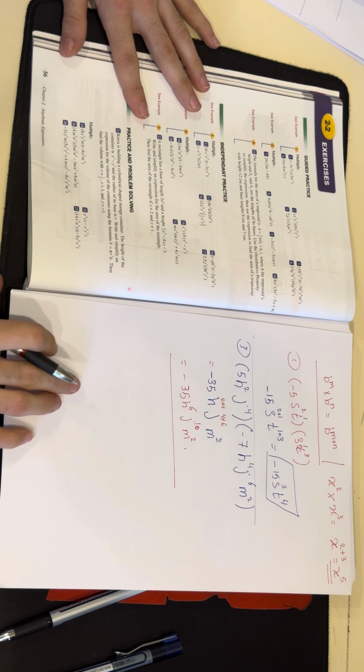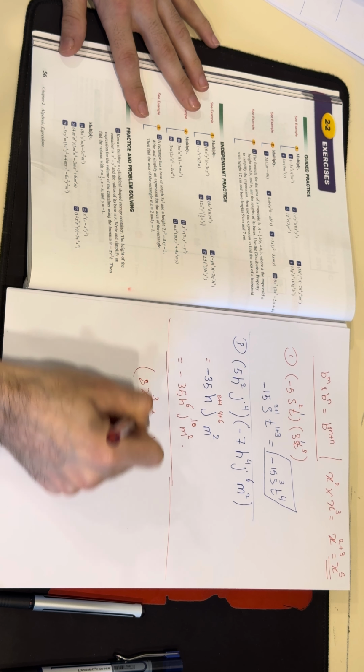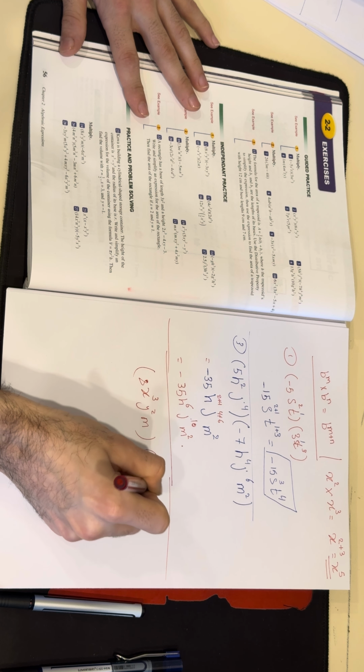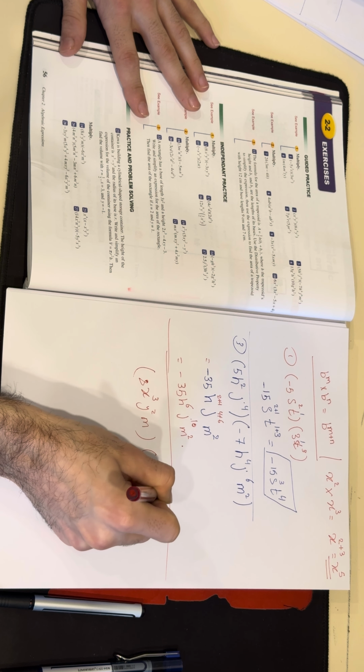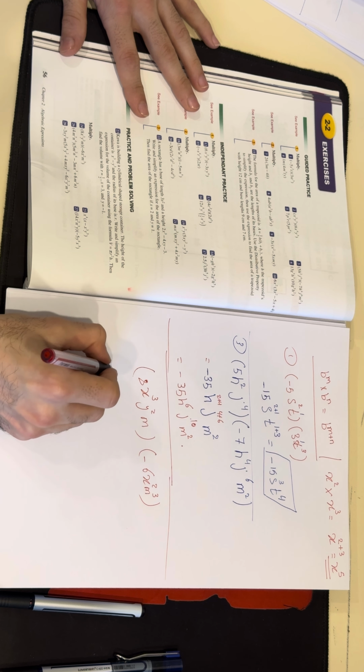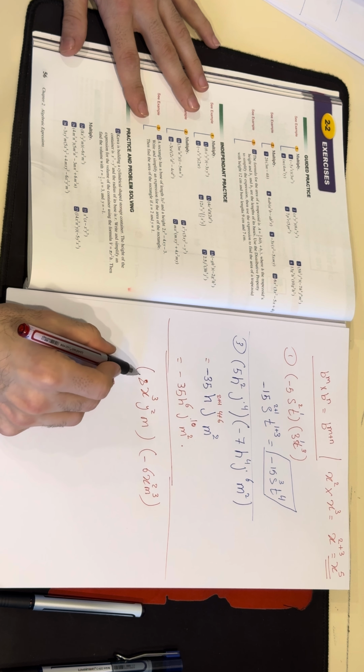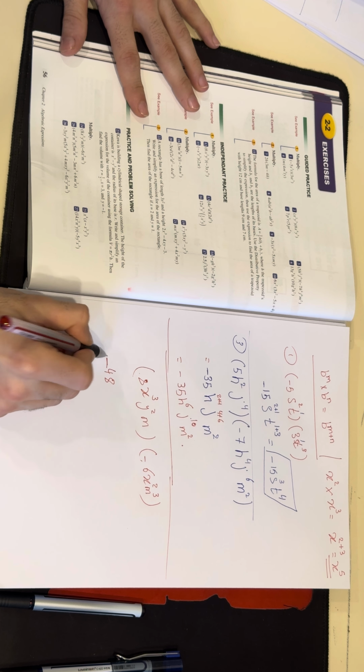So now let's explain one more question. 8x power 3 y power 2 m, bracket, negative 6x power 2 m power 3. Now if I want to solve this one, what I'm going to say, 8 times 6, so we already know it's equal to 48. Positive times negative, negative.